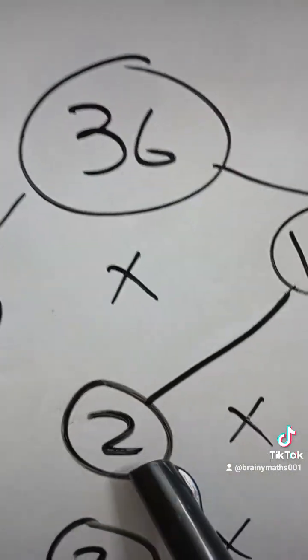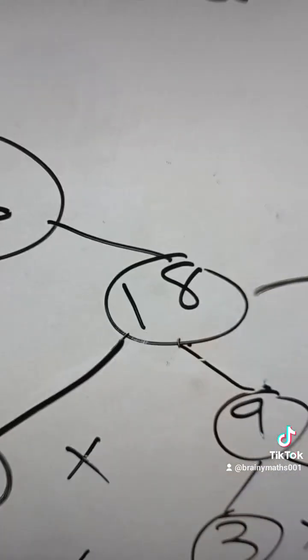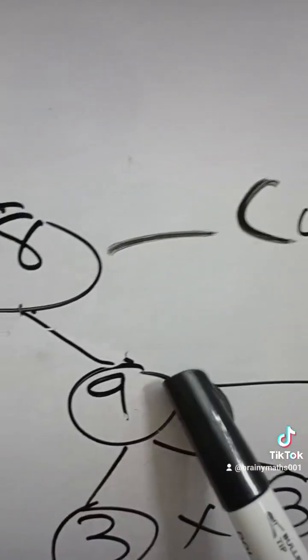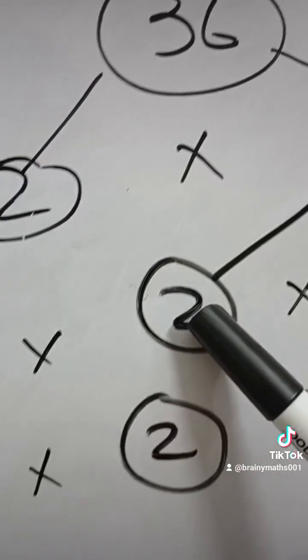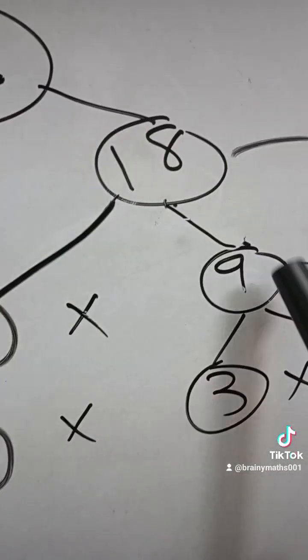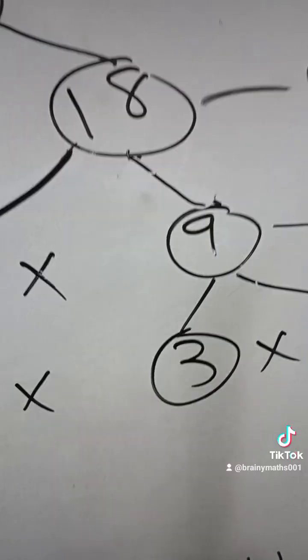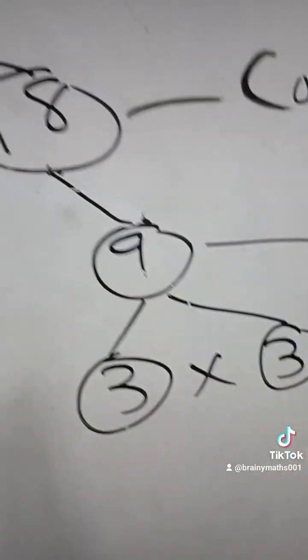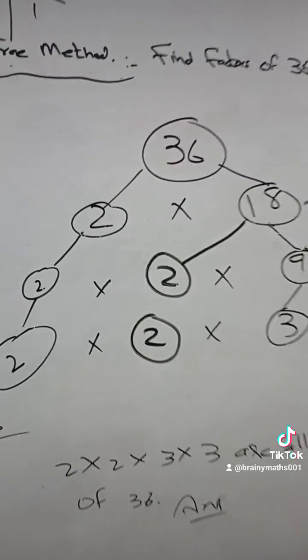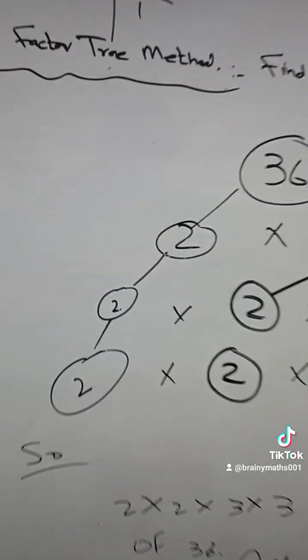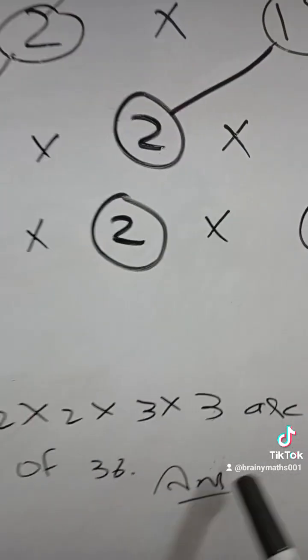As you know, 2 nines are 18. Clear? 9 is again a composite number, so we solve it again. This previous 2 will remain the same. This new 2 will remain the same. We will solve 9. 9 is an odd number. This is solvable by 3. So 3 threes are 9. Now you see there is no other number to solve it. So 2, 2, 3, 3 are all prime factors of 36.